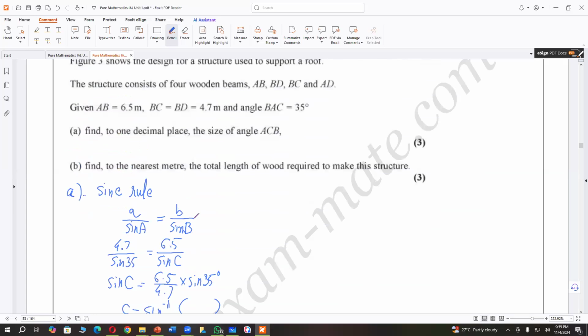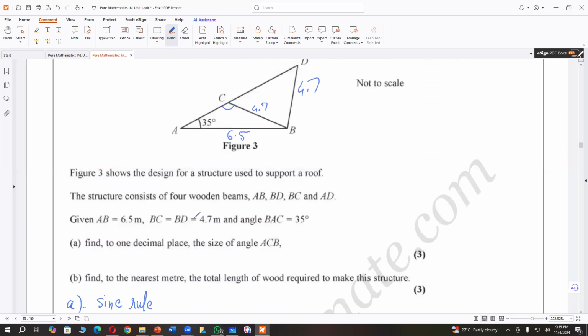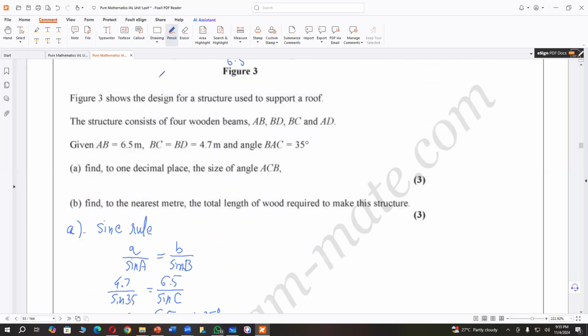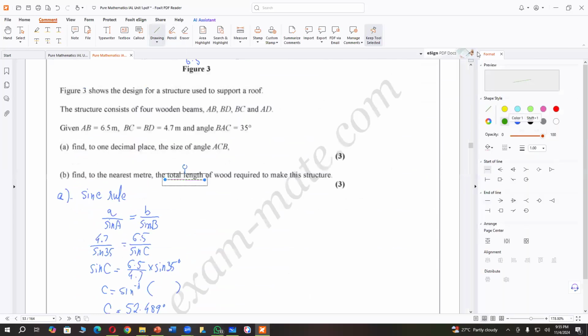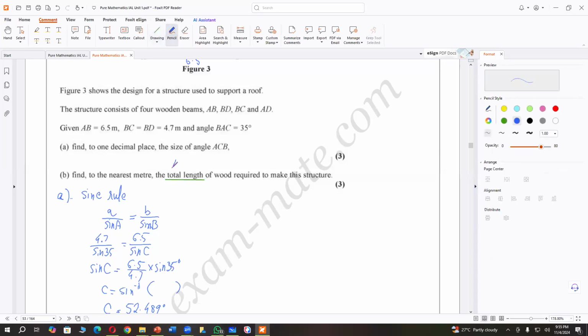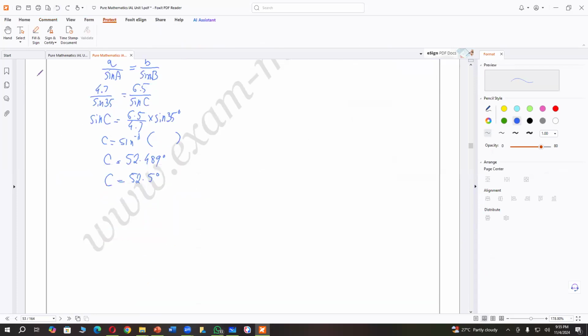Part B, find to the nearest meter the total length of wood required to make this structure. So, what's the meaning of total length? Look at the word he used here, total length. That word total length means actually here perimeter. So he wants us to find, so you have to add up all the lengths. So how can we find it?